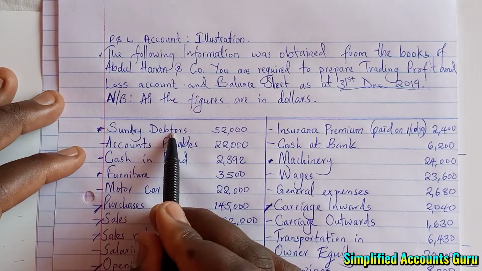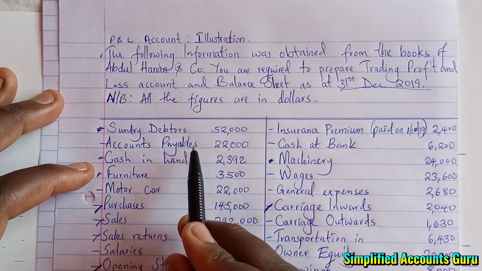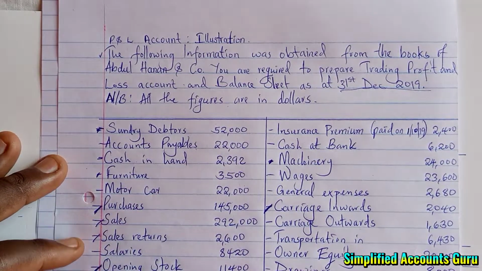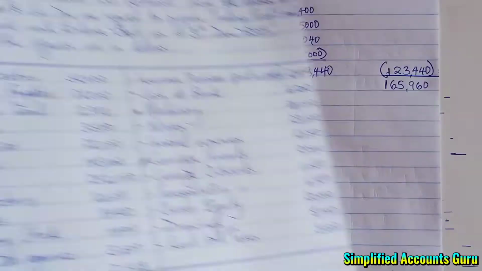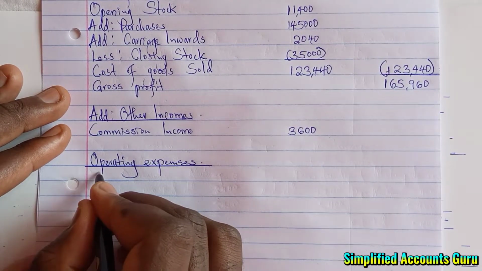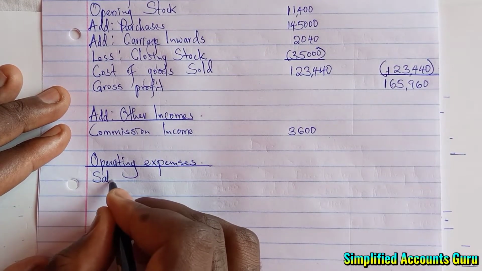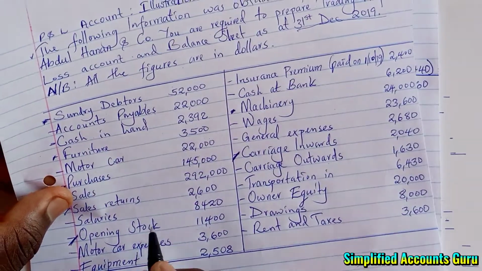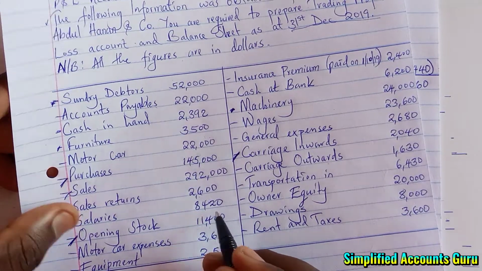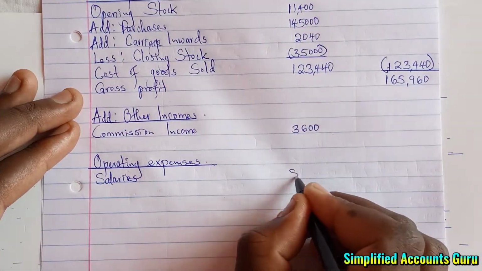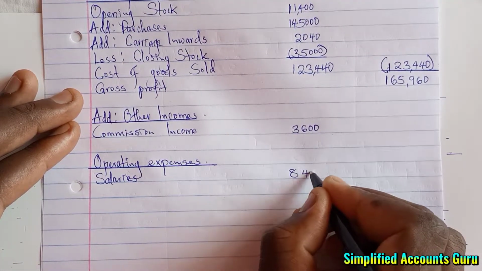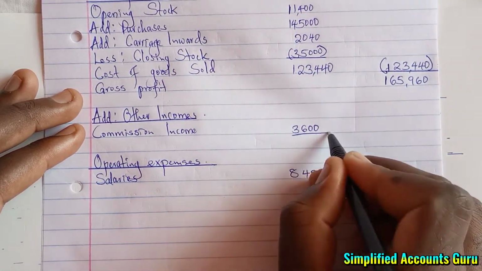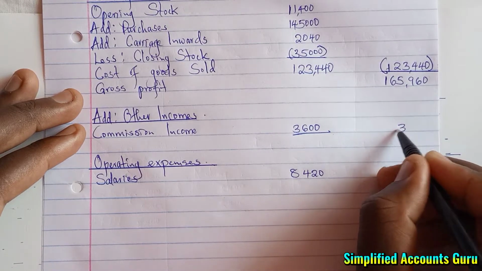A debtor, this one is an asset. Accounts payable, liability. Cash in hand, an asset. Furniture, asset. Motor car, asset. Salaries is an expense, so we'll have salaries here. Salaries will be 8,420. And also remember, because this figure is alone here, just extend it this side.